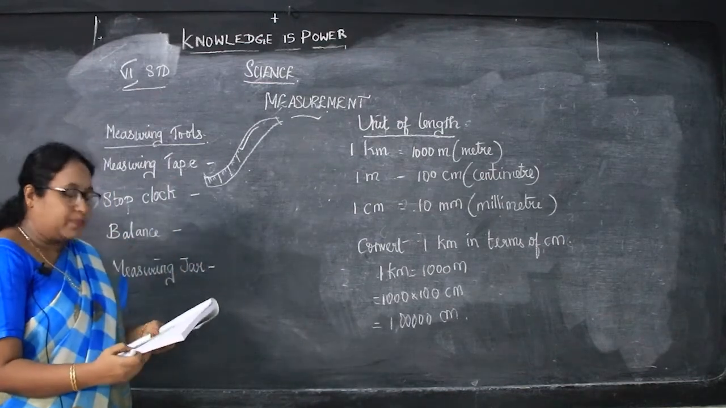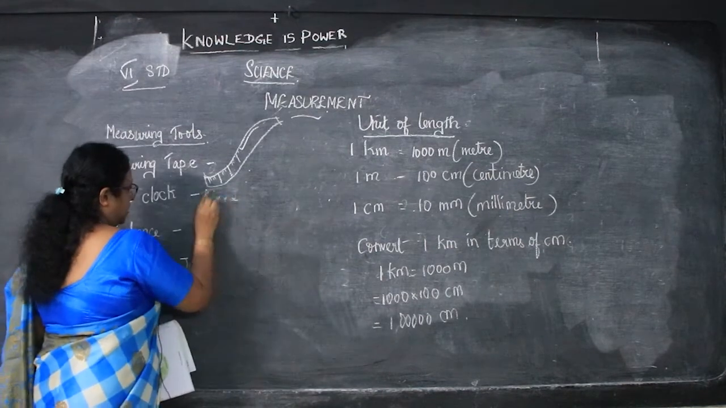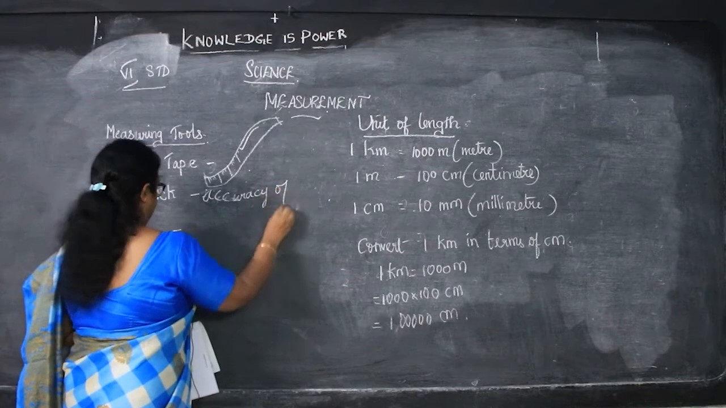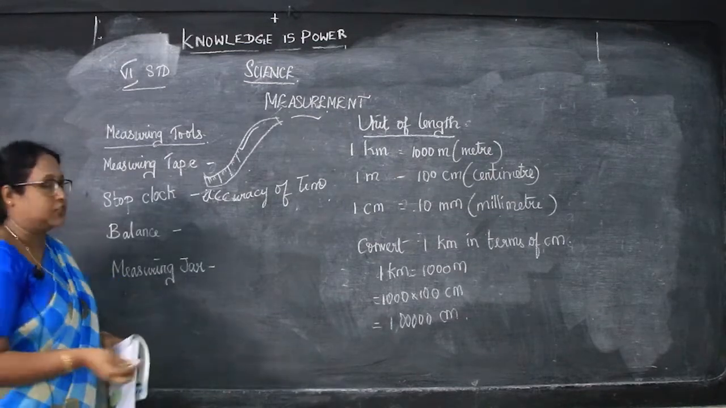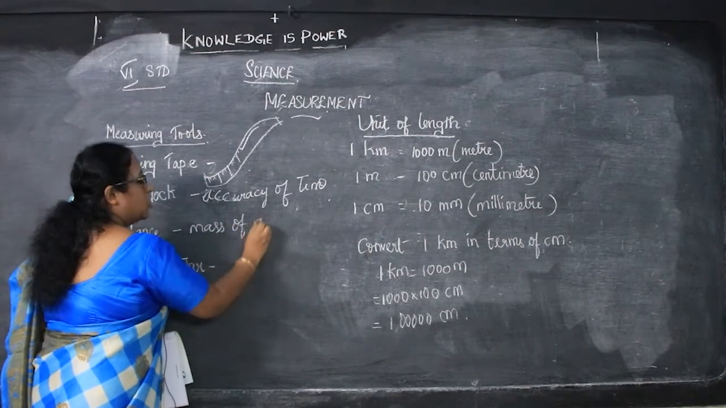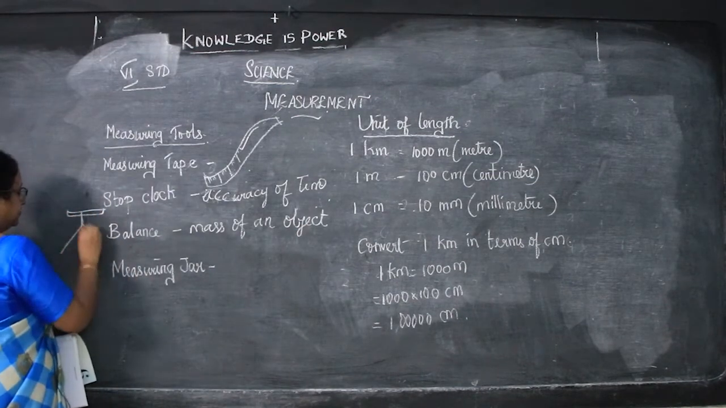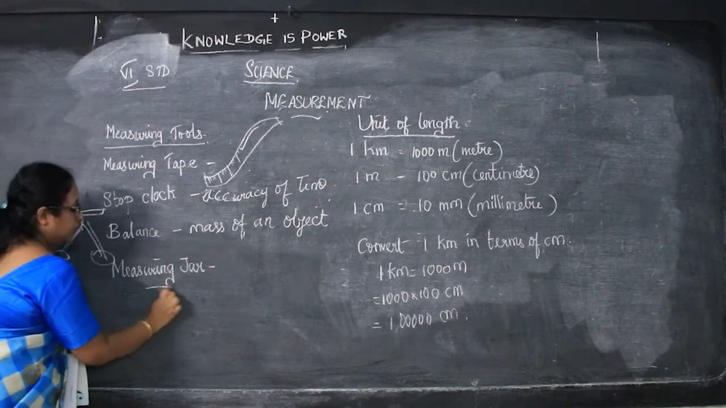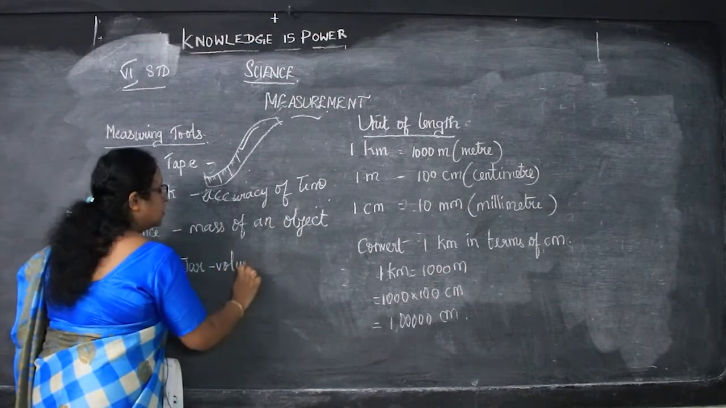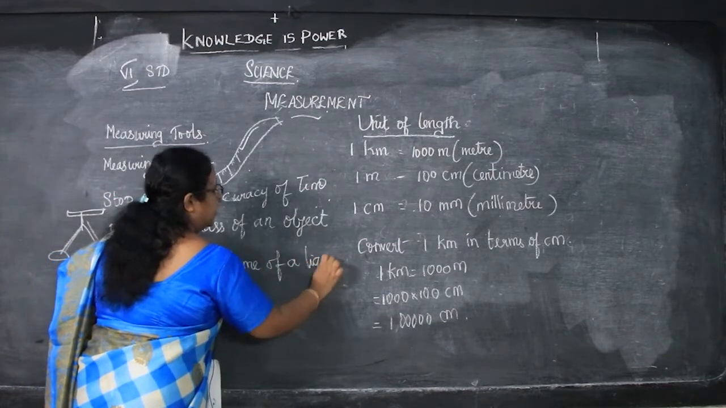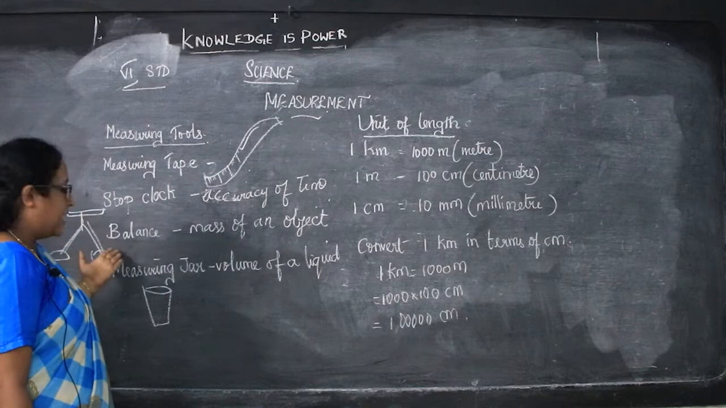Now next is a stop clock. It is used to take the time, the accuracy of time. Next is balance. We say tarasu. It is used to take the weight or mass of an object. Now see, the balance will be like this. Now measuring jar. It is used to measure the volume of a liquid. Now do you understand, students? So there are many measuring tools like measuring tape, stop clock, balance and the measuring jar.